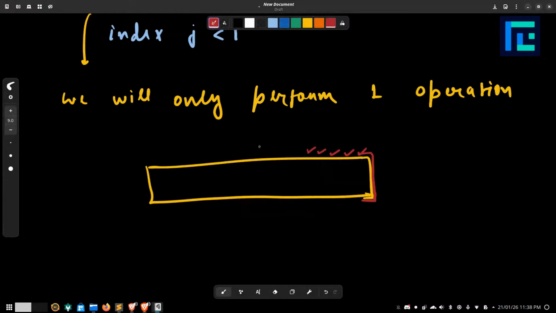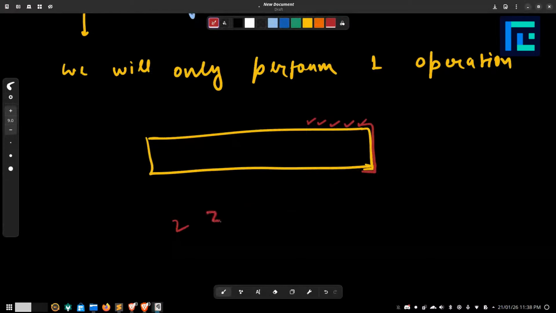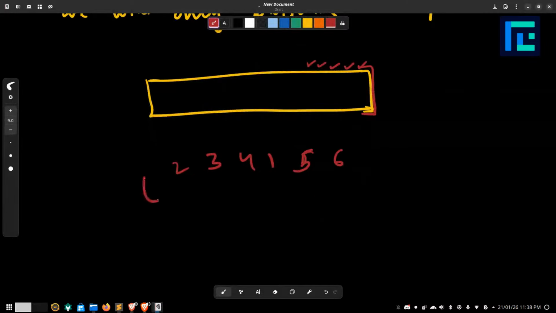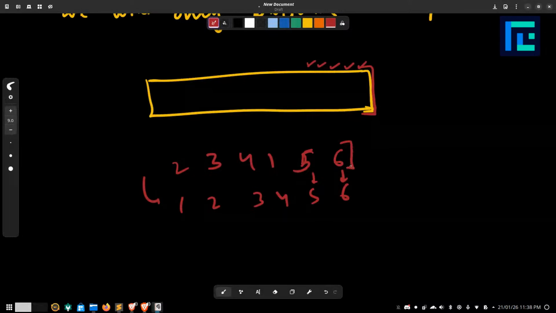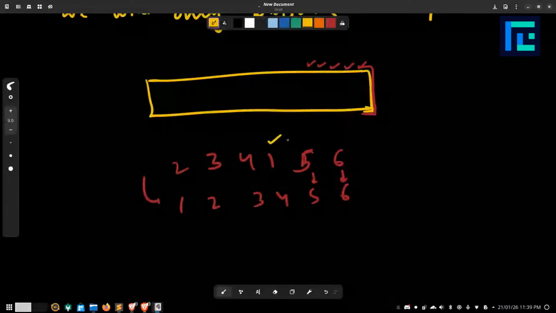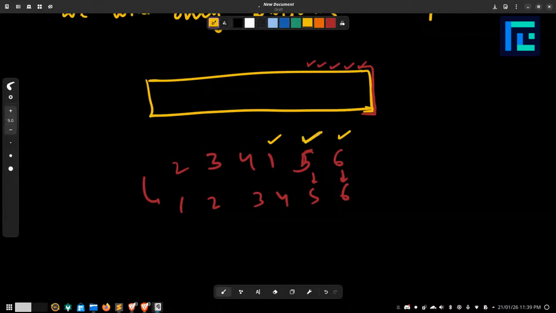So basically, let's say in the example 2, 3, 4, 1, 5, 6, the actual sorted array would be 1, 2, 3, 4, 5, 6. So we can see that 5 and 6 were already at their correct positions. So we need not perform the operation till here. What we can do is perform the operation till here only. So we need to choose one out of these indexes to perform the operation on, and we can choose the minimum out of that. Obviously, one thing you can do is go from the last index till here and take the minimum of all of them, and that would be the answer.